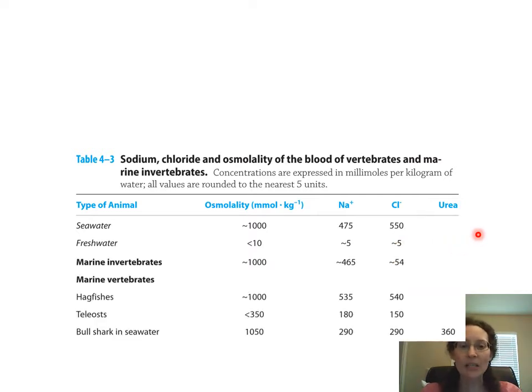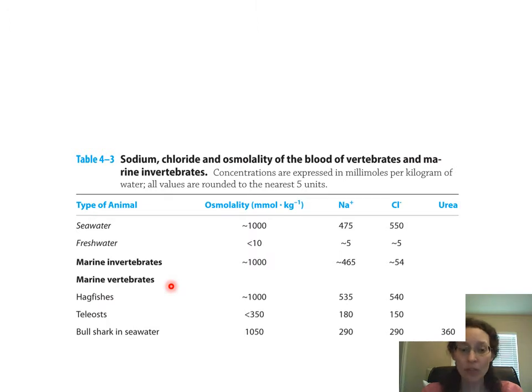Now we'll look at some marine animals with this. Marine invertebrates, their osmolality is 1,000, so it's right around the same thing as seawater. They're not fighting any sort of balance. Their body tissues, their blood levels, the concentrations of the ions in their blood is approximately the same as the seawater surrounding them, so there's no fight for the water or solute balance.